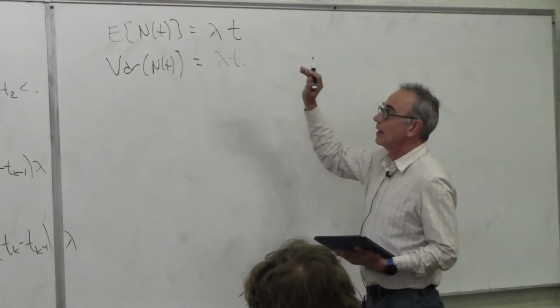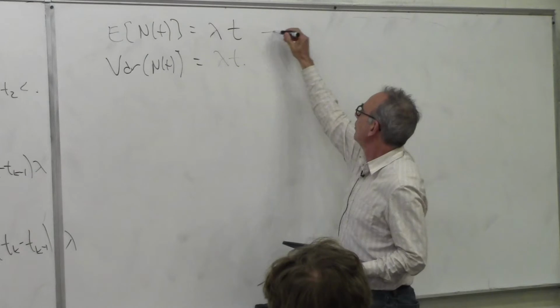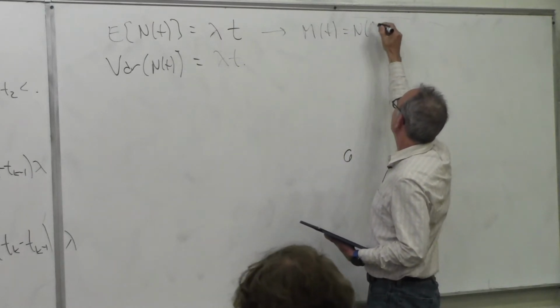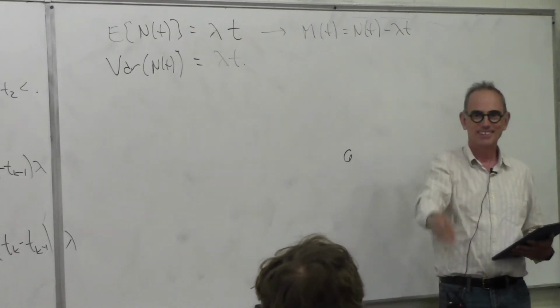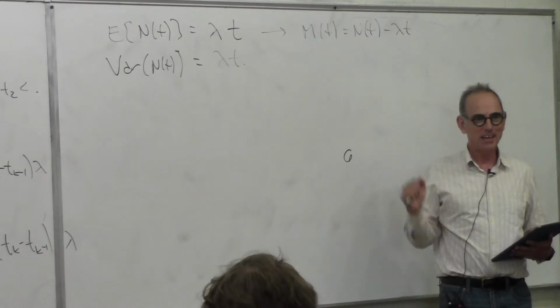And I've got independent increments. I've got this nice mean behavior. From this, I can say that if I define M(t) to be N(t) minus its mean, then I get my martingale.